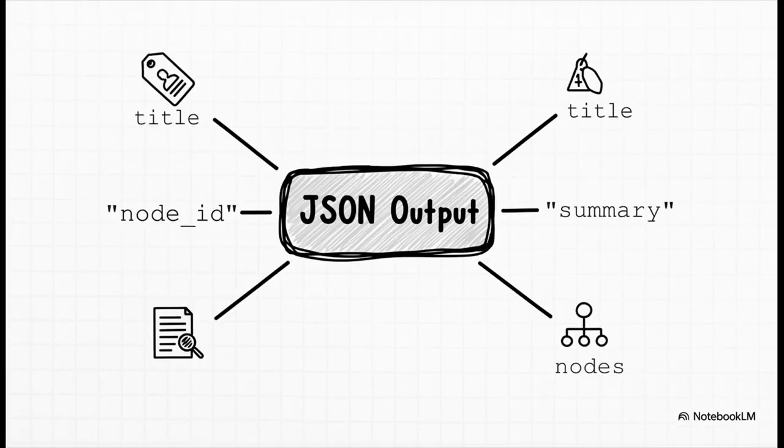And here's what that actually looks like in practice. This is just a little snippet of the JSON output, and you can see it's a really clean, nested structure. Every single node has a title, an ID, page references, and even an LLM-generated summary. This is literally the map that the LLM uses to navigate your document with surgical precision.